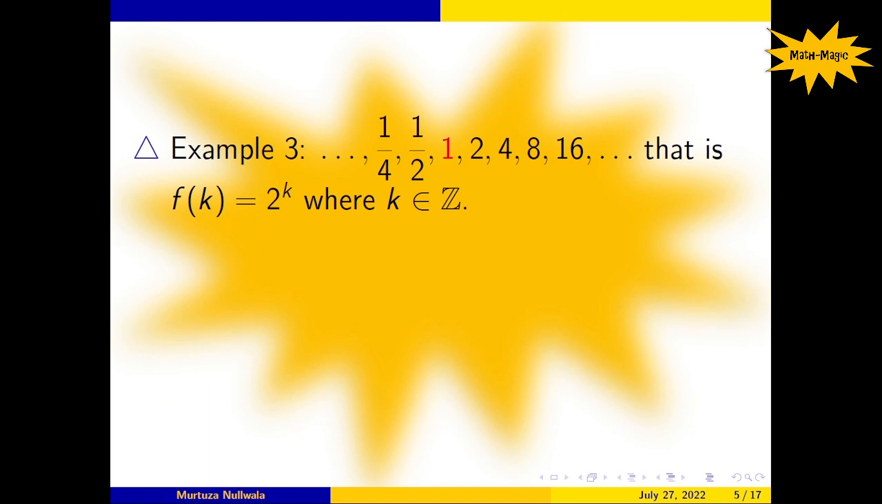So example 3: here we have 1, 2, 4, 8, 16, and so on. On the left hand side of 1, it's 1 by 2, 1 by 4 and so on. We can write this sequence in terms of a formula, in compact form, like 2 raised to k, where k belongs to Z. If we take k equals 0, 2 raised to 0 will be 1, 2 raised to 1 will be 2, 2 squared will be 4 and so on.